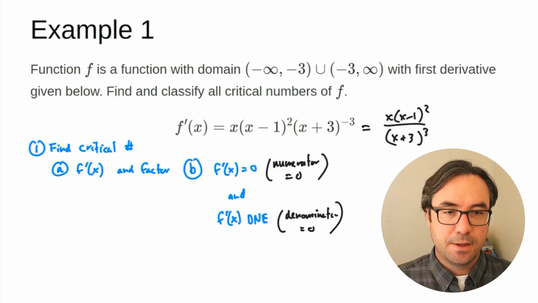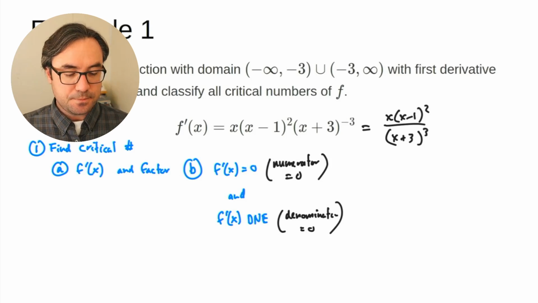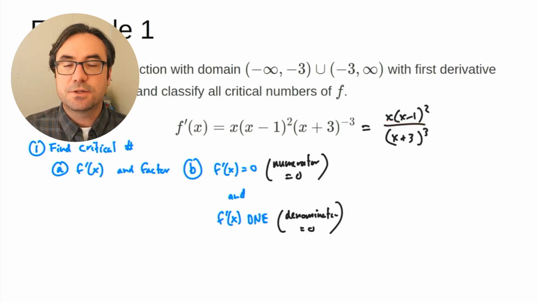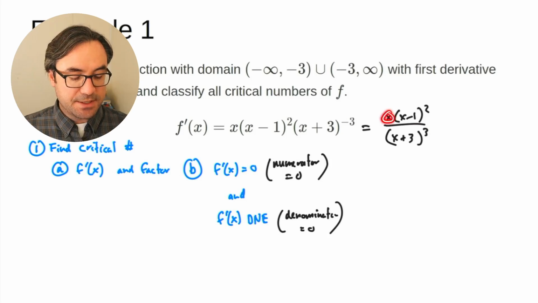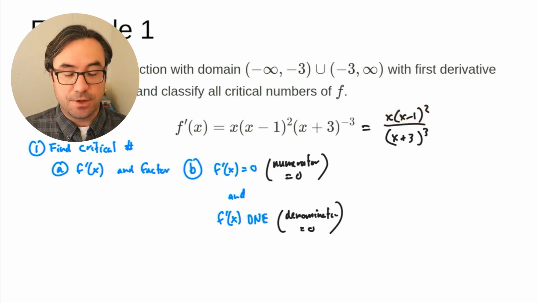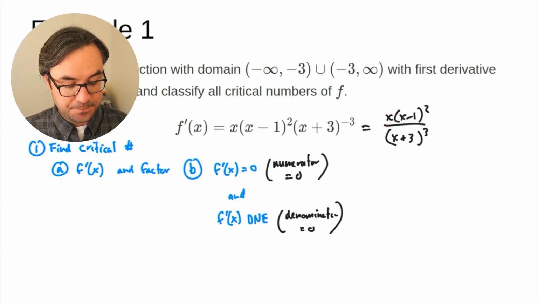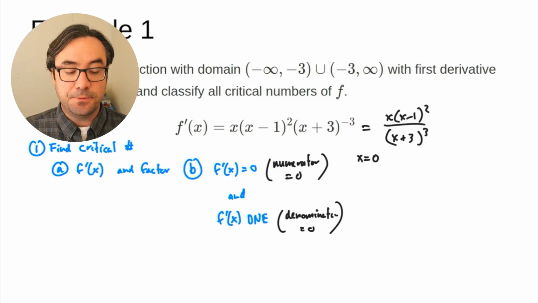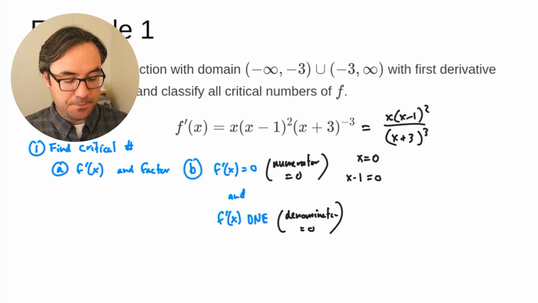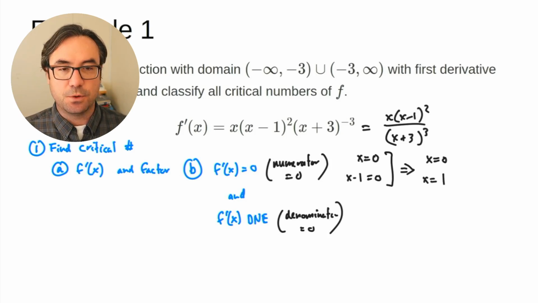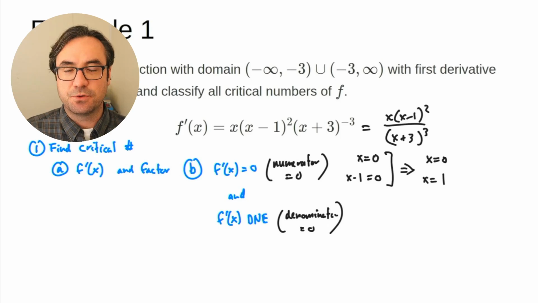All right. And let me just get out of the way for a second here. So let's look at our numerator. When we set this numerator equal to 0, we can set each of these individual factors equal to 0. So we have a factor x, we can set that to 0. And then we have two factors of x minus 1, so we can set the x minus 1 factor equal to 0. If we solve these for x, we get x equal to 0 and x equal to 1. So it looks like we found two critical numbers so far.